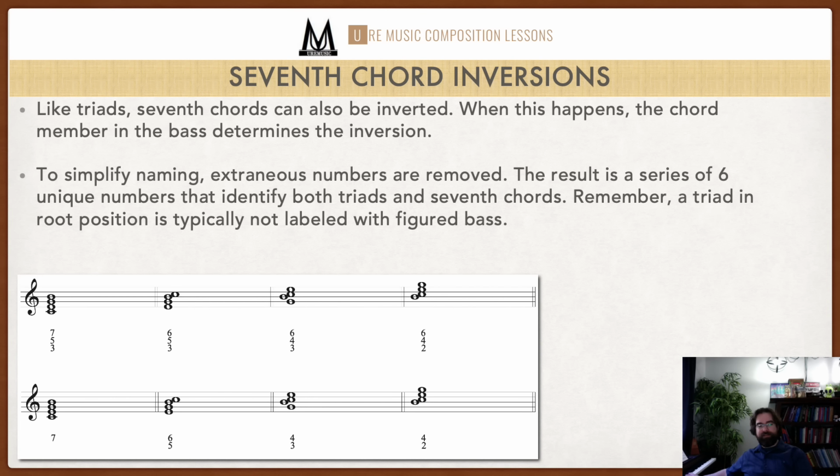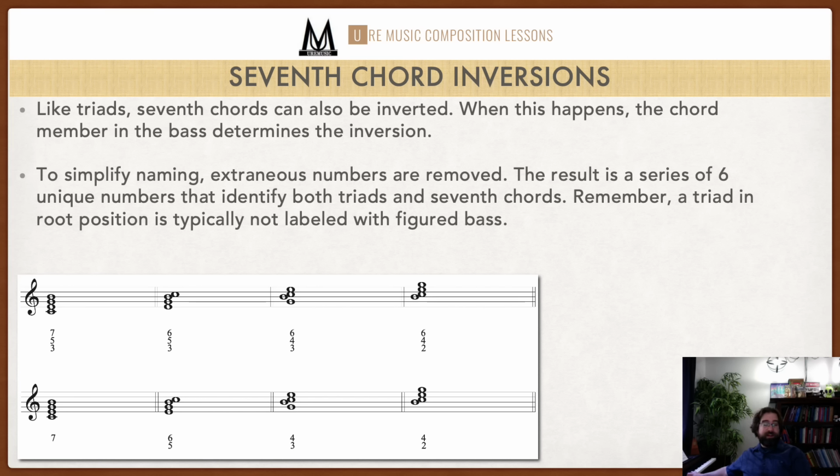If we look at the next chord, this is a 6, 5. So what we've done is we've taken the C and we have moved it up here to the top. So now the 3rd is in the bass. So you could label this from top to bottom as a 6 because E to C is a 6, then E to B is a 5th, and then E to G is a 3rd. Or you could just call this a 6, 5, which is what we typically do.